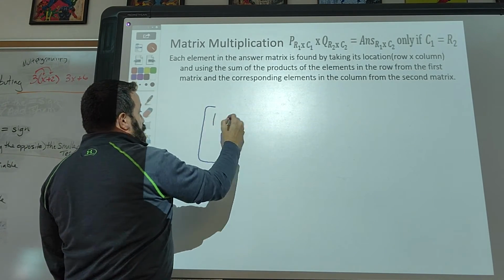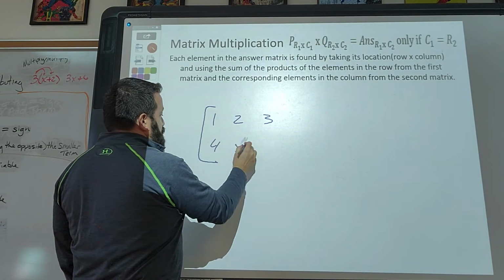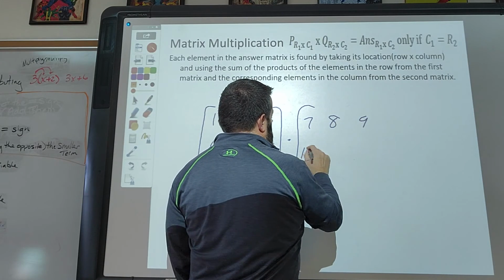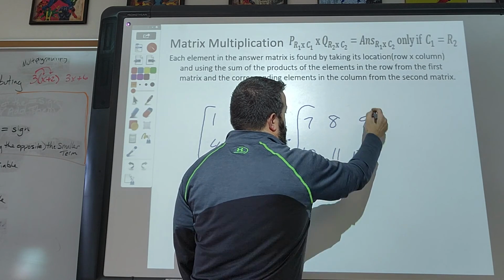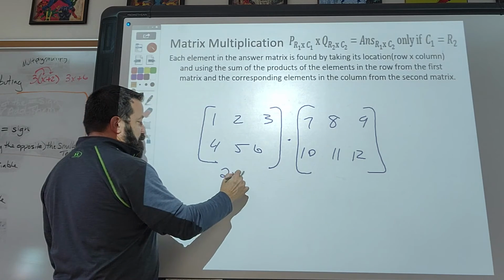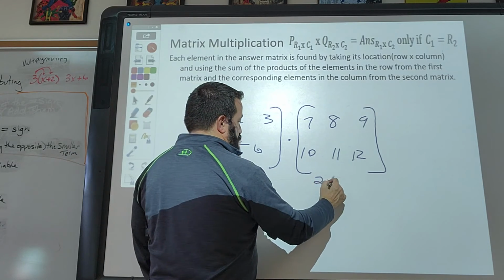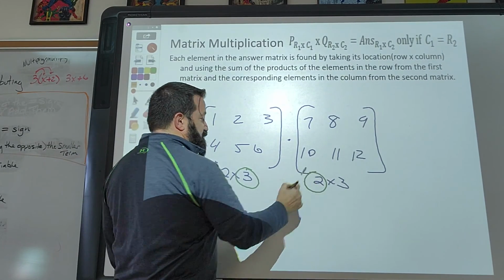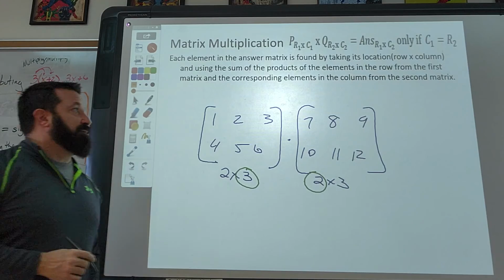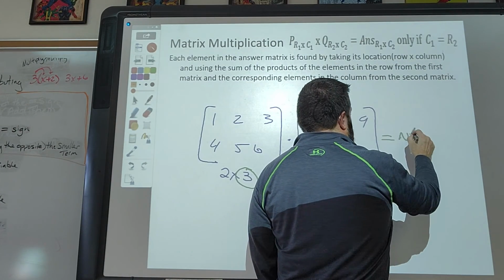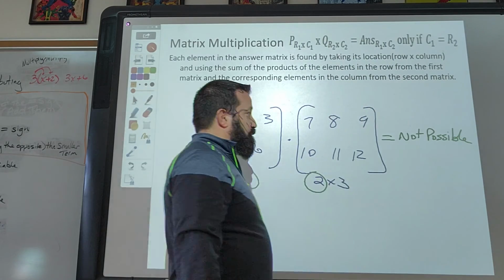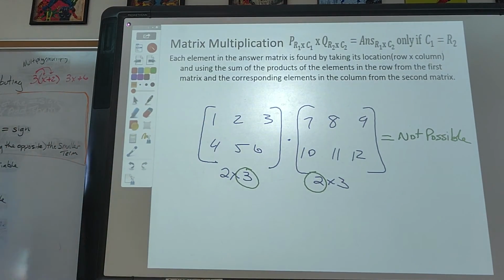I could take like here 1, 2, 3, 4, 5, 6, again being really creative, and then have 7, 8, 9, 10, 11, 12. Same elements I just had, right? This is a 2 by 3, this is a 2 by 3. These inner dimensions have to be the same. Are they the same? They are not the same. So this is not possible. So not all multiplication problems are even possible when it comes to matrices. Okay?